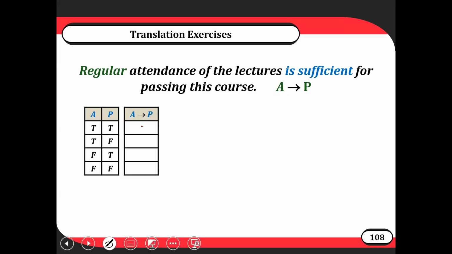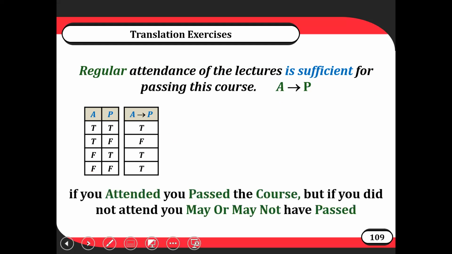So again, this is true, false, true, true. If I didn't attend the lectures, maybe I passed the course, maybe I didn't. But if I did attend the lectures, then I must have passed the course. If I didn't pass the course, then I've lied with this statement. So that's why we get the false here. So if you attended, you passed the course, but if you did not attend, you may or may not have passed.